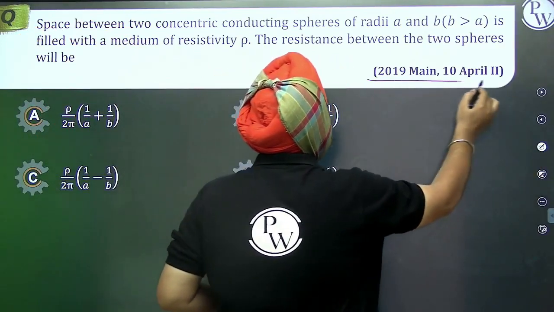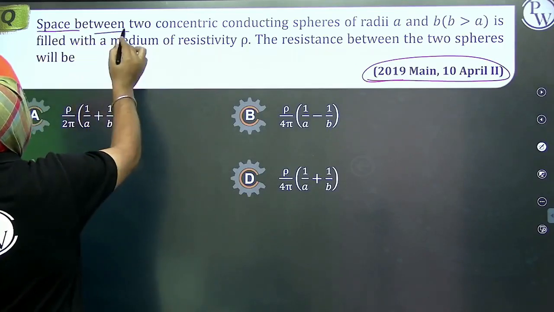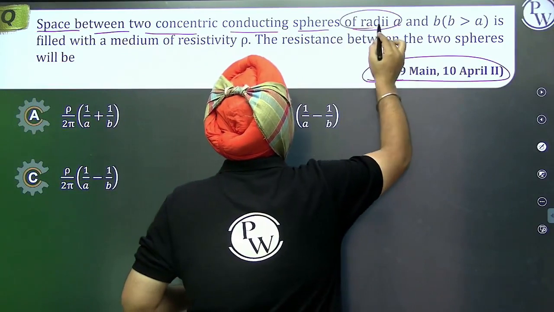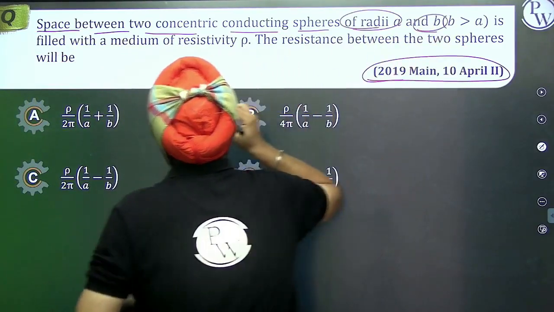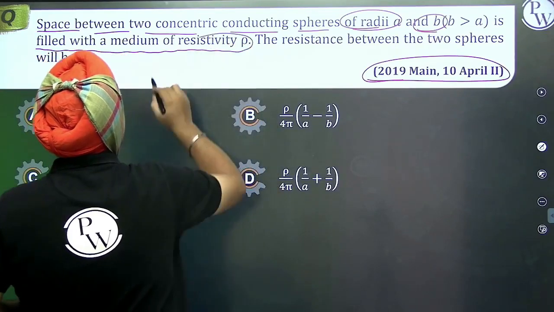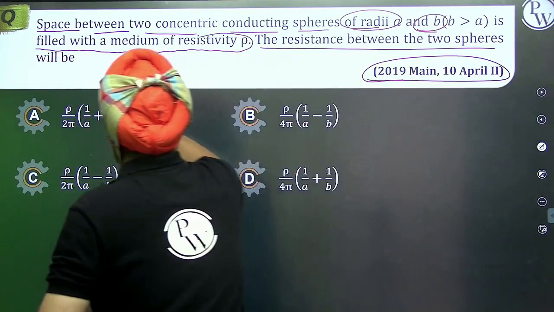This question is asking 2019 Main. The space between two concentric conducting spheres of radii A and B is filled with a medium of resistivity rho. The resistance between the two spheres will be what?